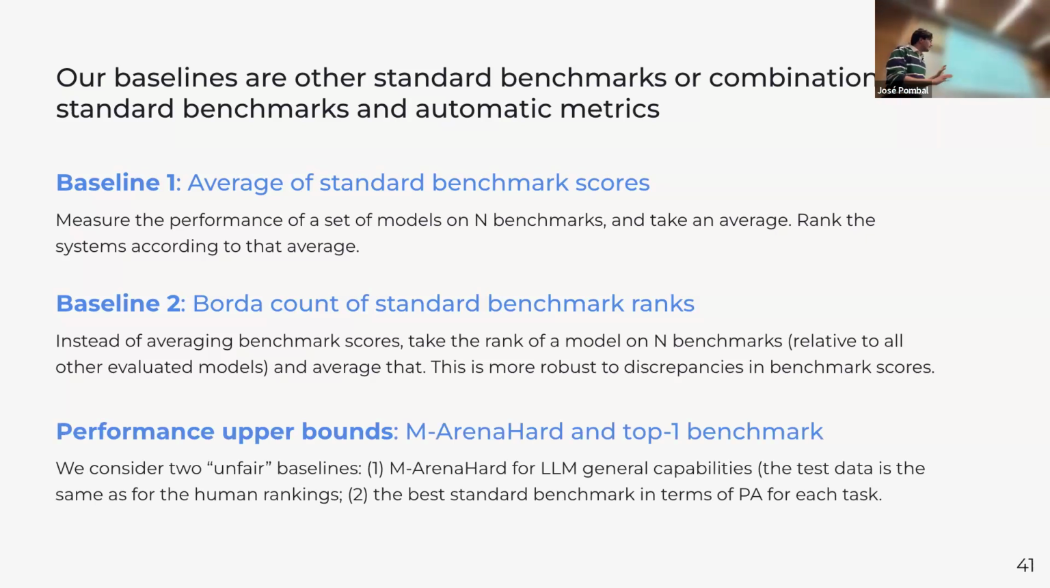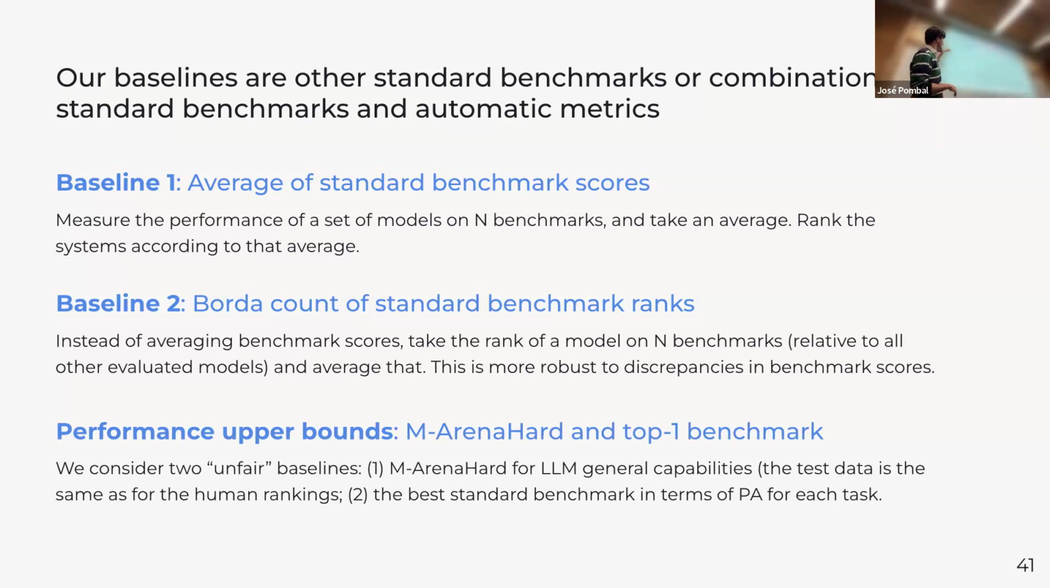Then we also have these two performance upper bounds. I call them upper bounds because they're kind of unfair baselines, unfair against us. One of them is mArena Hard. It's an automatic benchmark based on the same human-created data from which we take human system rankings. So it's kind of unfair in that there's that sort of leakage. And we also take the top one benchmark.